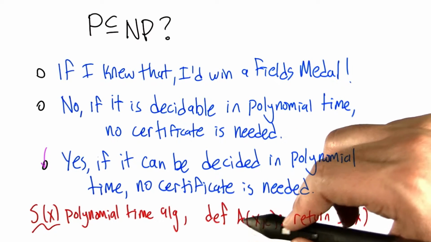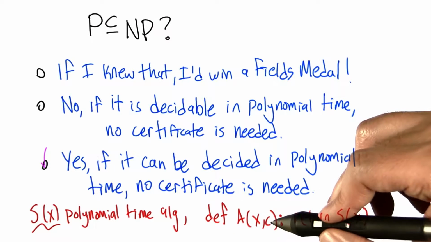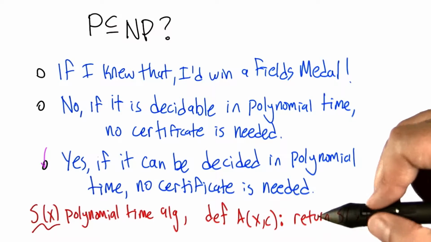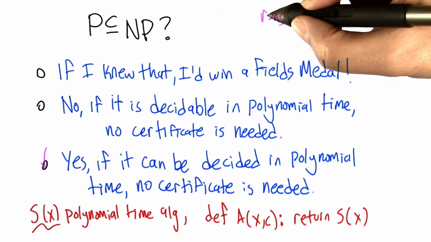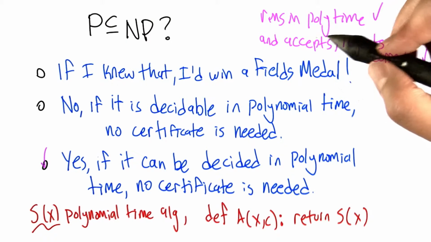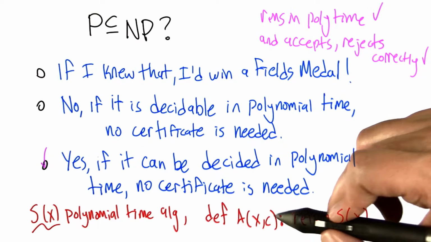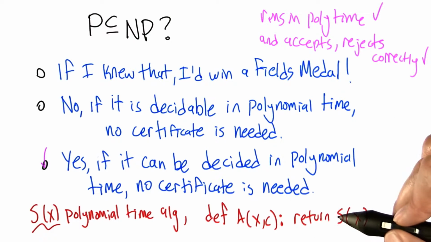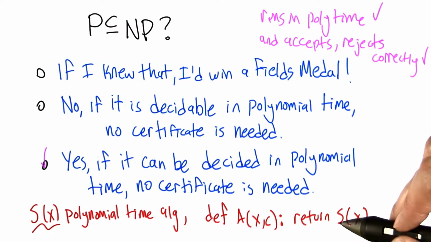So we can define a verification algorithm like this. Define A to take the input and any certificate, and it simply returns S of X. This runs in polynomial time, and it accepts inputs and certificates correctly. So for any input X, there's some certificate that makes it say yes. That is to say, any certificate, because if the answer is yes, it's always going to return yes.